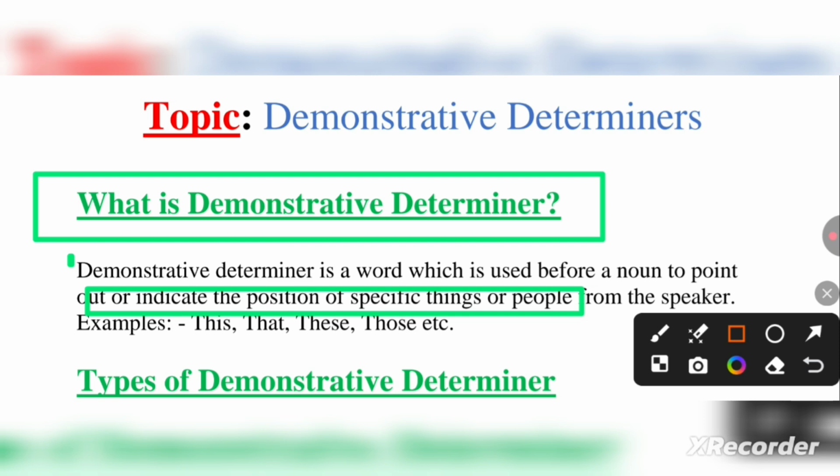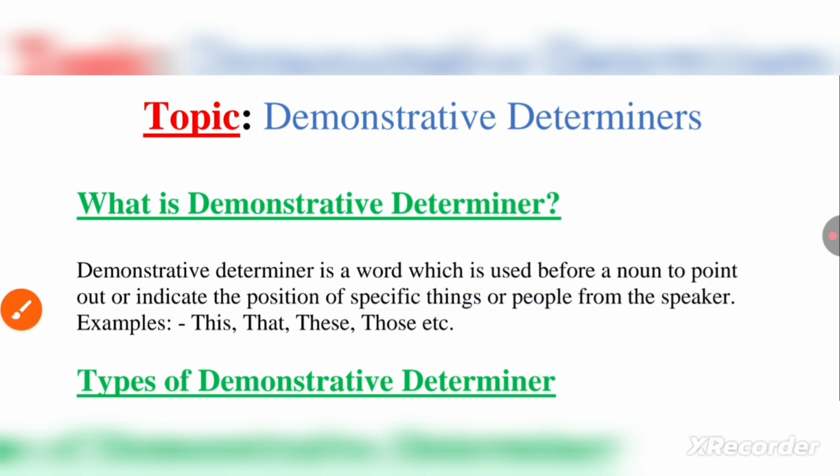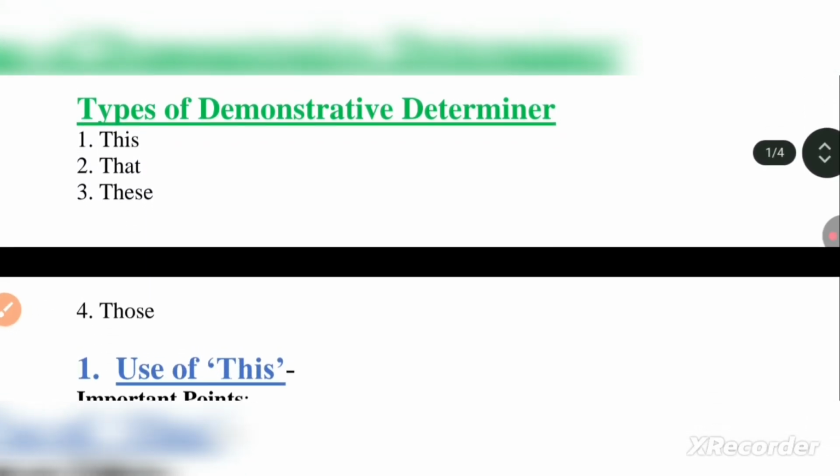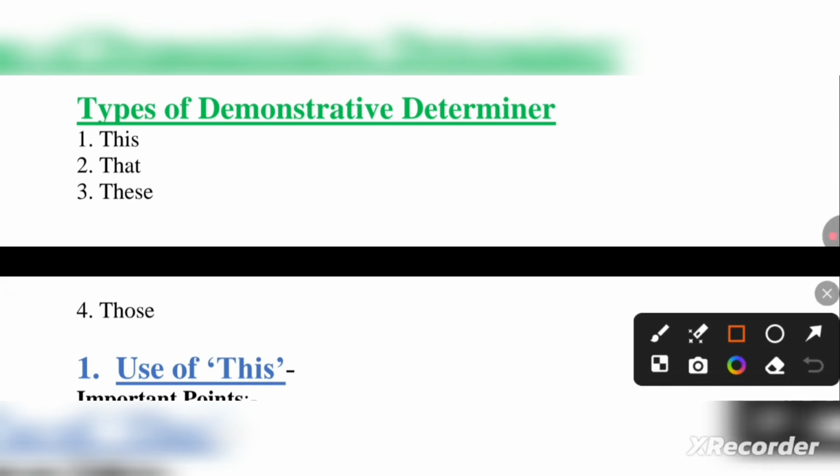Now, these demonstrative determiners are 4 in number. You can see over here, these are the different types of demonstrative determiner. First one is this, second one is that, third one is these, and fourth one is those.